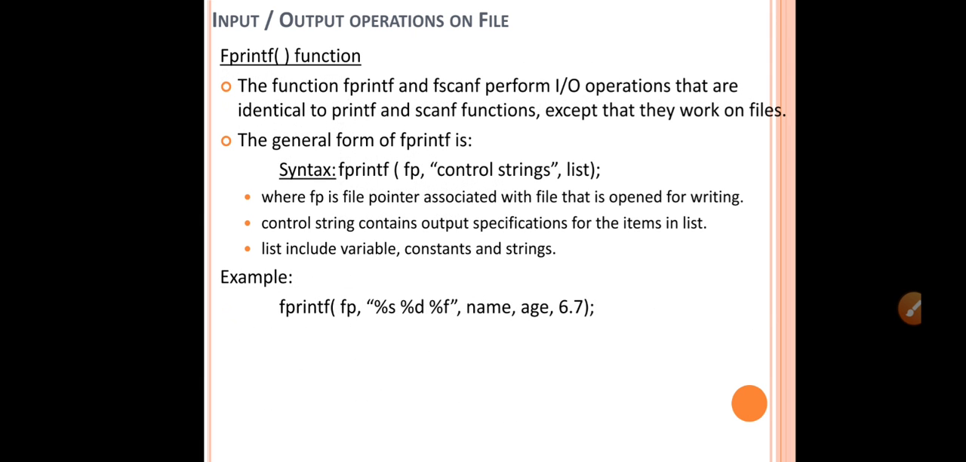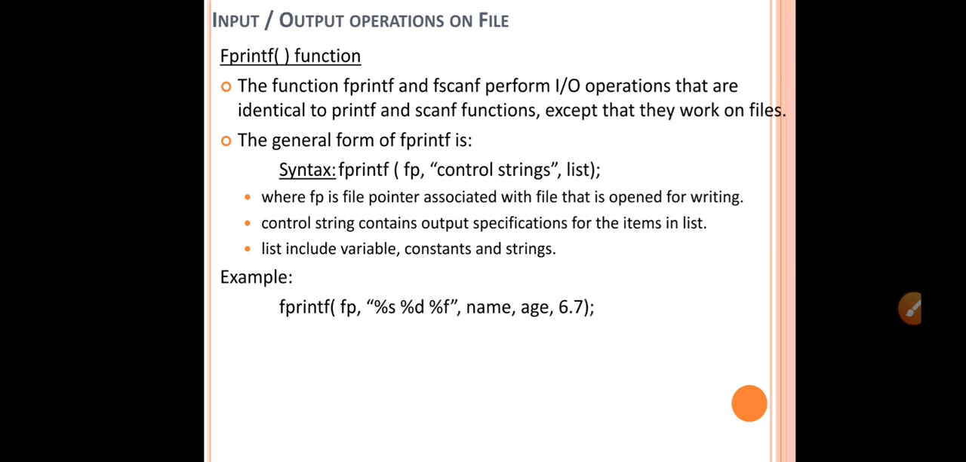So next one is the fprintf function. The functions fprintf and fscanf perform input output operations that are identical to the printf and scanf functions, okay, except that they work on files. The general form of fprintf is fprintf(fp, control string, list), where, so this is the syntax of the fprintf function. So what is the fp there? fp is nothing but a file pointer that is associated with a file, okay. That file should be opened in read or write mode.